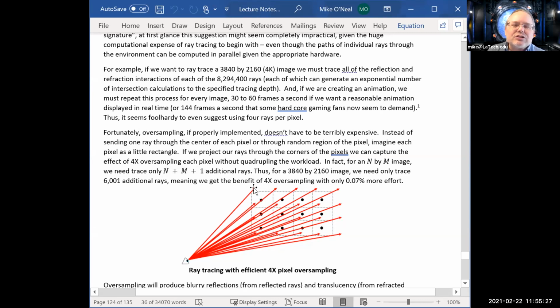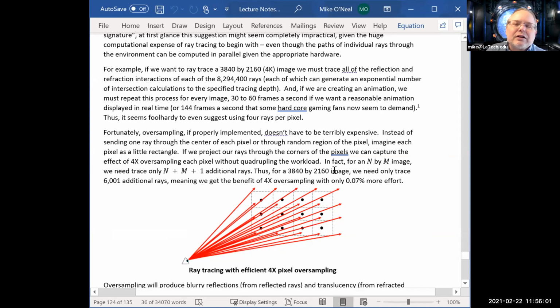And what you do is, to figure out the color of this pixel, I average the color returned by the 4 corner rays. And that'll give me a color for this pixel. And the color for this pixel will be averaged from its 4 corner rays, et cetera, et cetera. So by shooting the rays through the corners, you can 4 times oversample without really doing 4 times the amount of work.